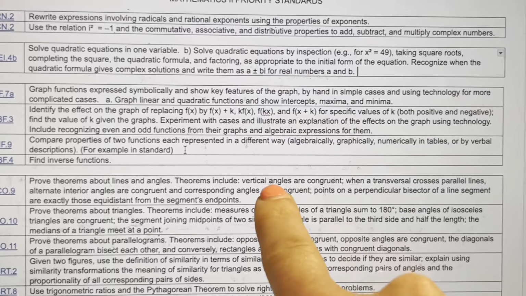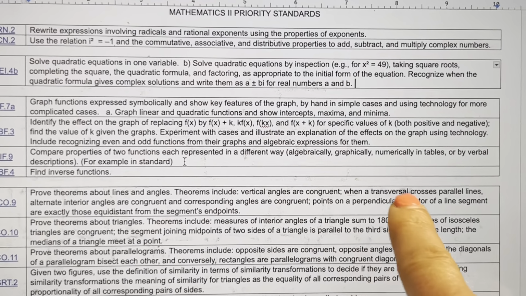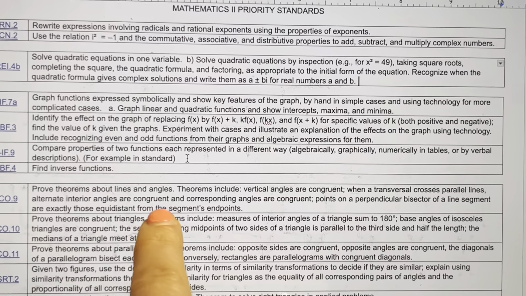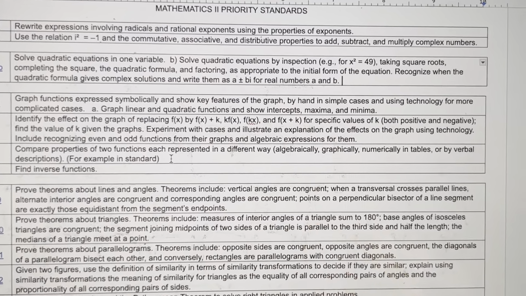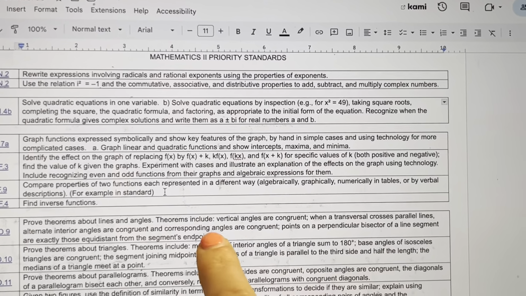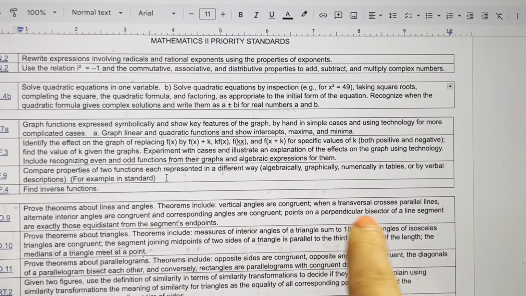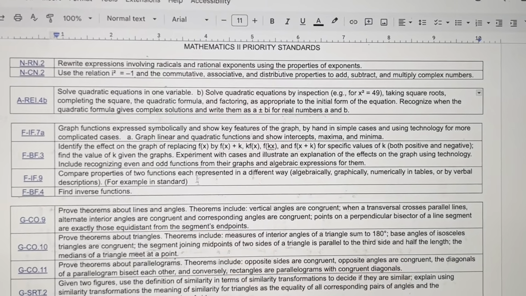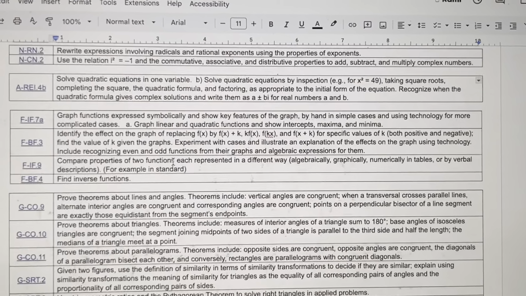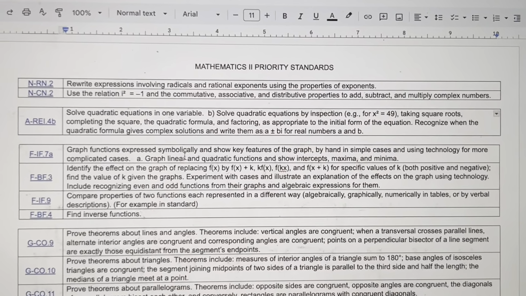Down here you have things like vertical angles are congruent when a transversal crosses parallel lines. Alternate exterior are congruent. Corresponding. Oh, I'm thinking of you guys. That's the gang sign. Points on a perpendicular bisector, whatever. So we didn't do all of these, unfortunately. This is all from last semester. But if you read through it, those are all last semester things.